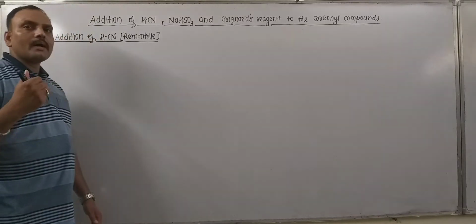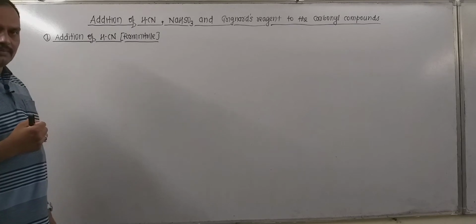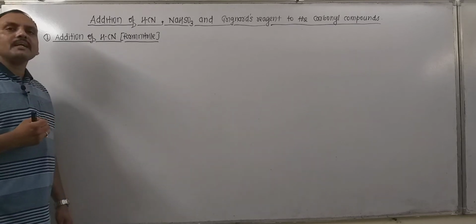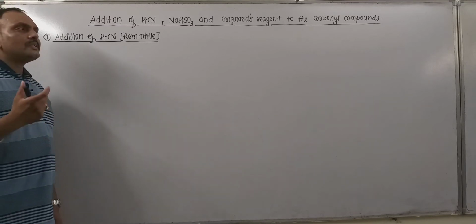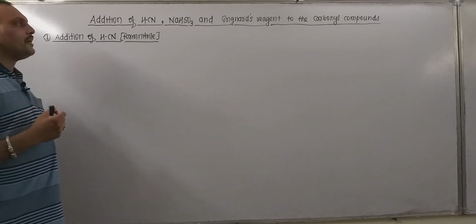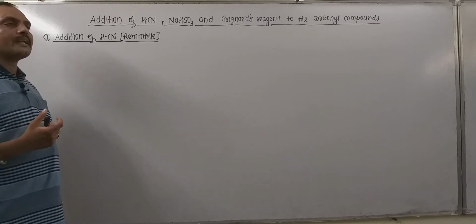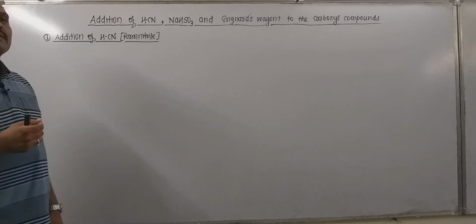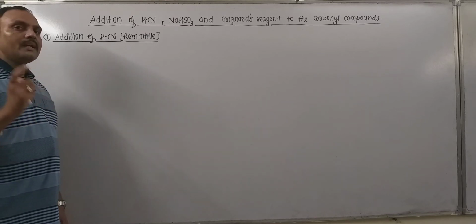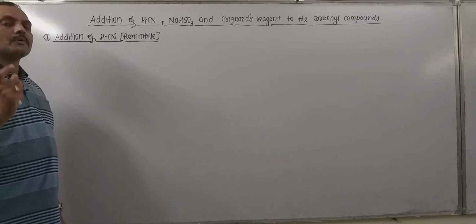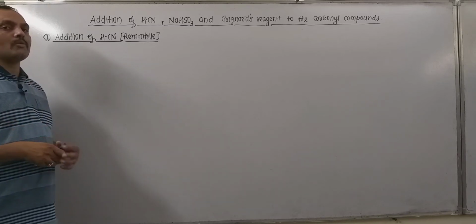Now the part of our discussion right now is addition of HCN. Now remember HCN is formonitrile. So aldehydes and ketones, when treated with HCN, I mean formonitrile, that is hydrogen cyanide, in basic medium, then corresponding cyanohydrins are obtained. I mean aldehydes react with HCN to form aldehyde cyanohydrin, whereas ketones give ketone cyanohydrin.